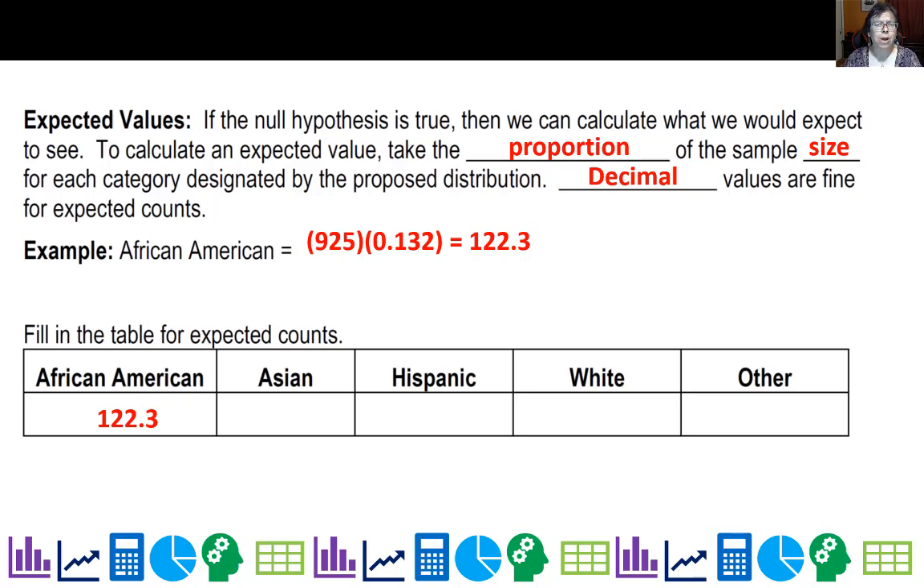Now you're going, 122.3, shouldn't it be 122? Expected counts, it's fine. It's just like averages. It's understood to be a statistic, so don't worry about that one. Asian, if we apply the same proportions, we would expect to see 61.5 Asian students, 351.5 Hispanic students, 347.8 white students, and 41.6 other. All right? And that can be like two or more races and other categories.